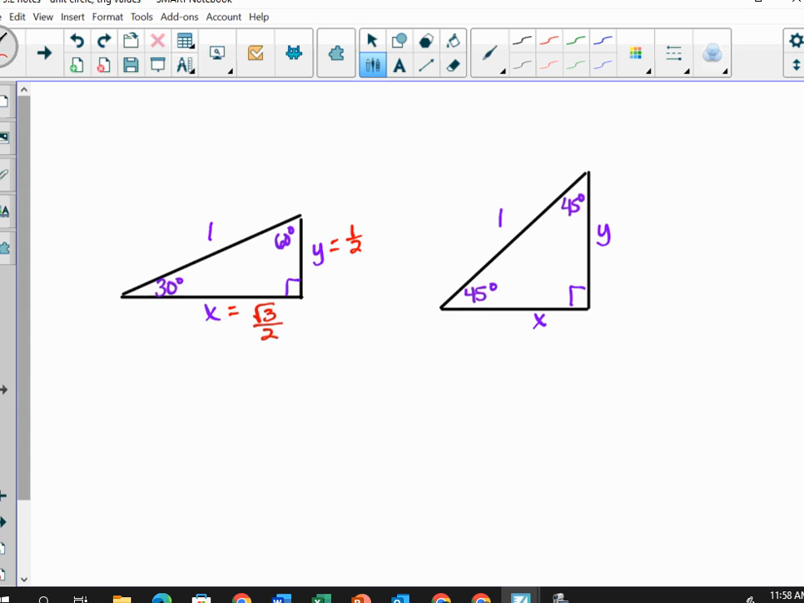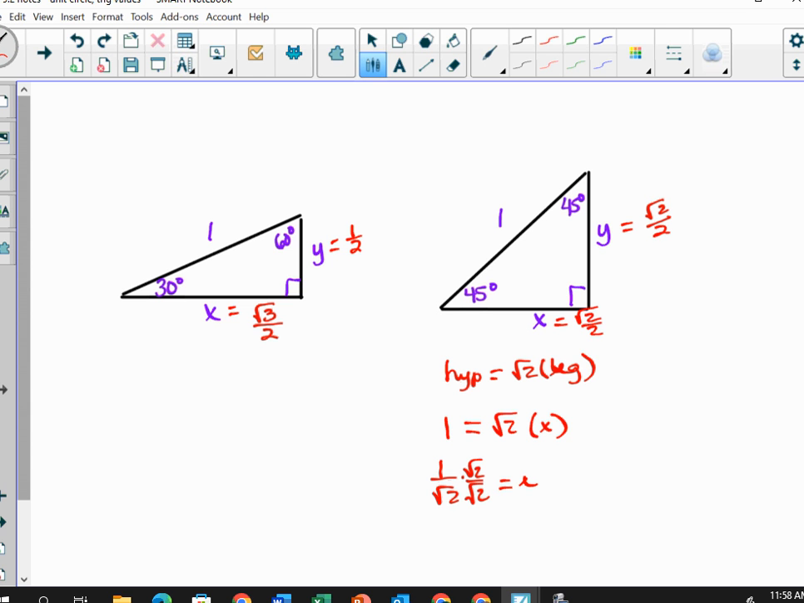Okay? Does that make sense that way? You good? Okay. All right, in the 45, 45, 90, remember the hypotenuse is equal to √2 times either leg. That should say leg. So if I'm dividing by √2, can I leave it like that? No. What do I get when I rationalize? Yep. So both x and y are √2 over 2.